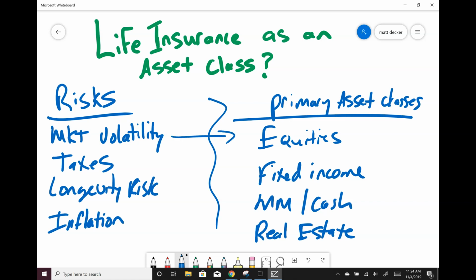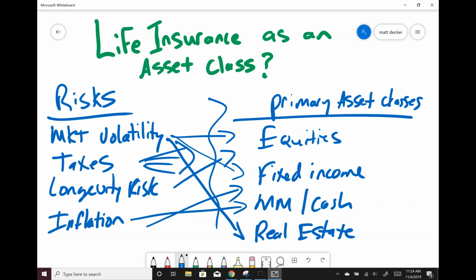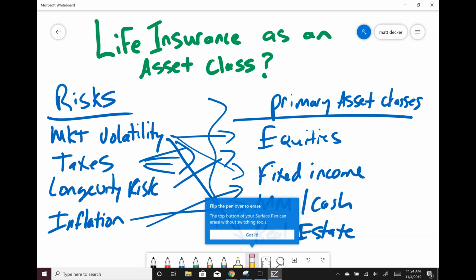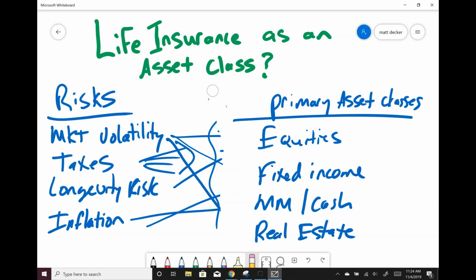Obviously market volatility goes with equities. It's also going to go with fixed income in some form or fashion. If you're talking bonds, there's still market volatility with bonds. And to a little extent, it's also tied to real estate. The real estate market sometimes can go as the market goes. Taxes could apply to every single one of these, of course. Longevity risk could apply to equities, maybe not so much real estate, maybe not so much fixed income either. And inflation is definitely going to apply to fixed income and the money markets. So we've got some risks associated, and that's not a bad thing. Everything comes with a pro and a con, but there are some risks associated with these primary asset classes.